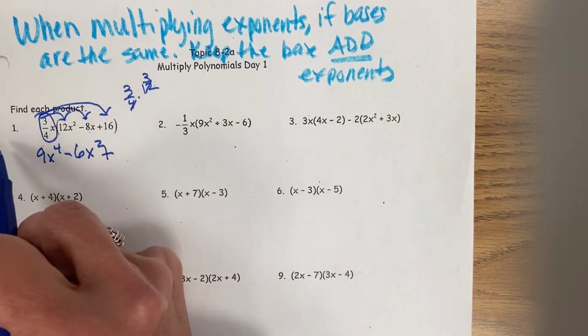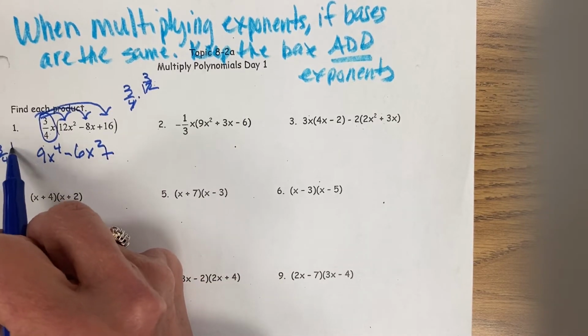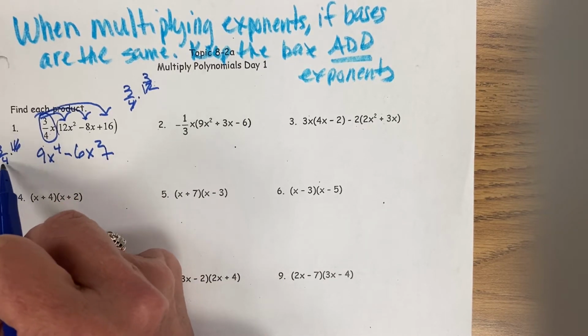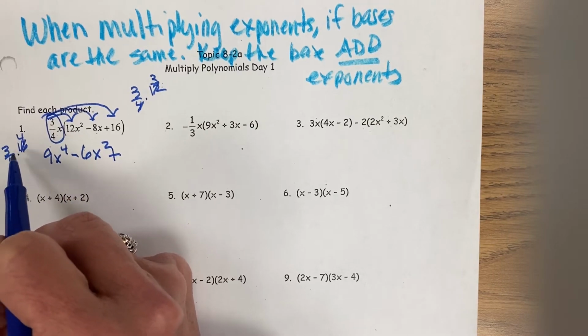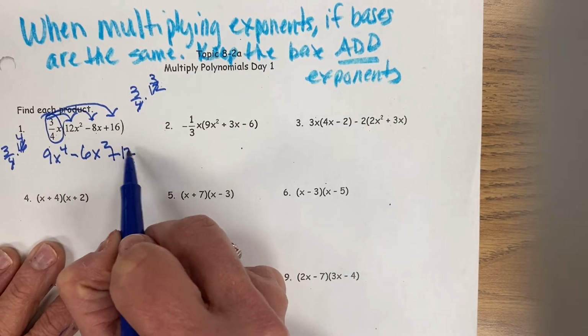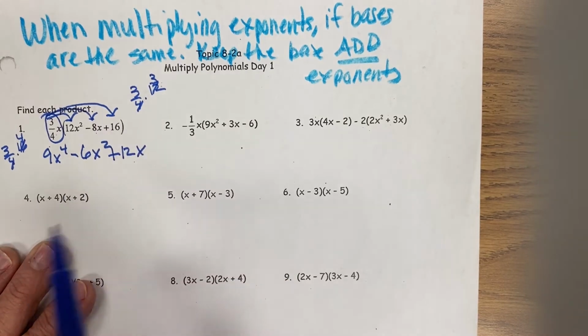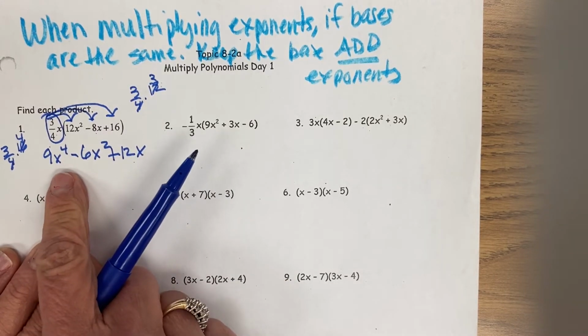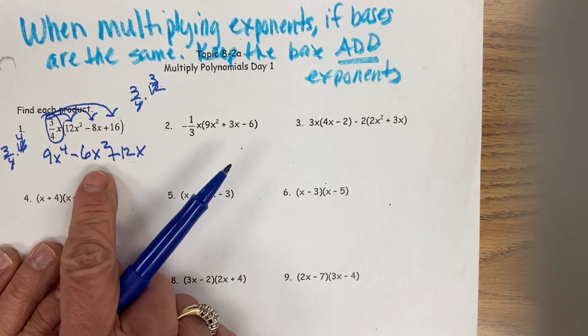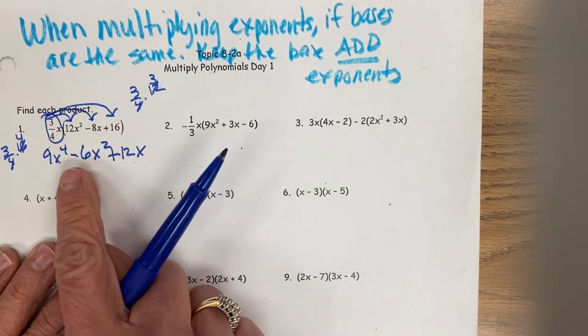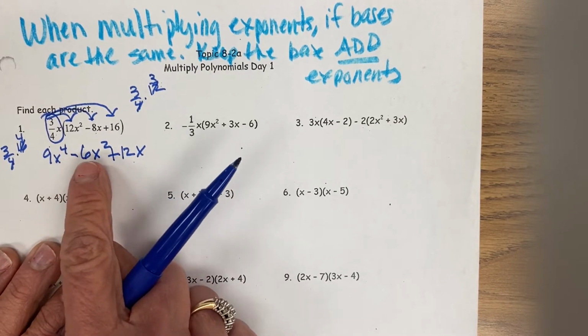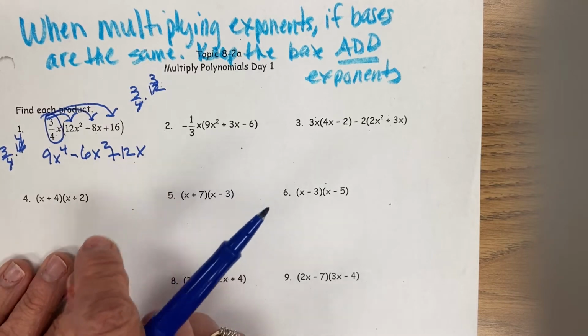3/4 times 16, you would have 3/4 times 16. Do early division, this becomes a 4, and then we are left with a 12. And then, of course, we attach the x. You want to make sure that you have the highest exponent first, and then you end with your lowest exponent. So it goes 4, a 2, and the 1. And so we are okay.